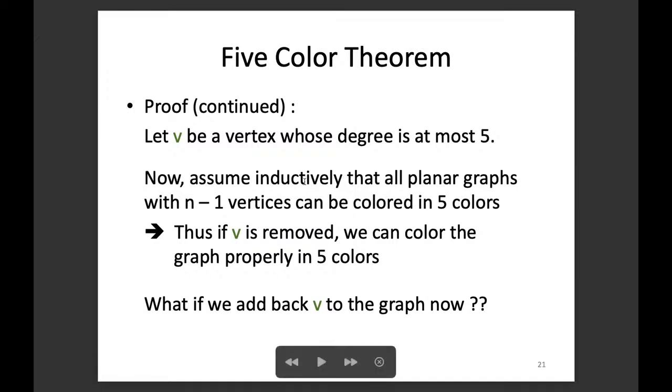Now, the next part is induction. So here, we assume inductively that all the planar graphs with n minus 1 vertices can be 5 colored. So we now assume this is true. And then we move on to find a way to color a graph with exactly n vertices. Is that okay?